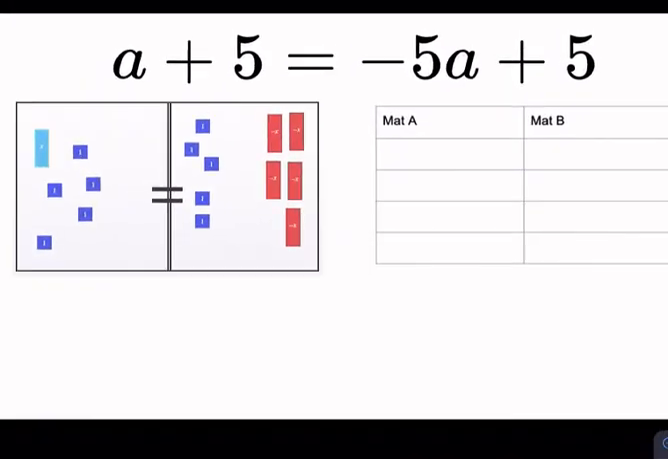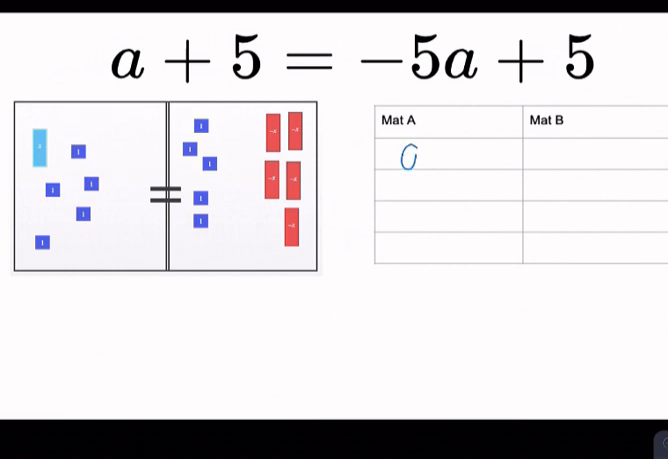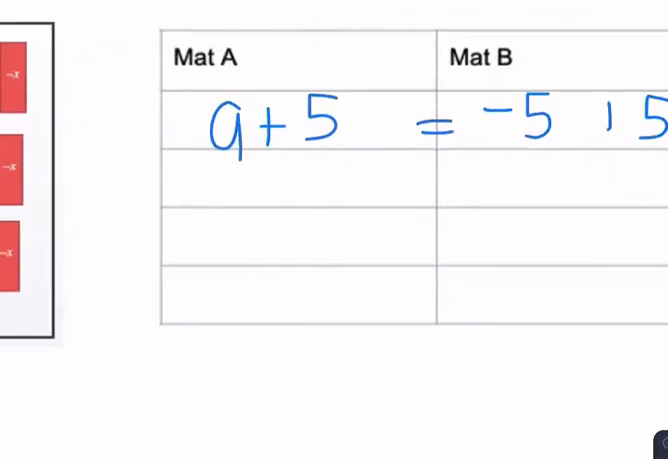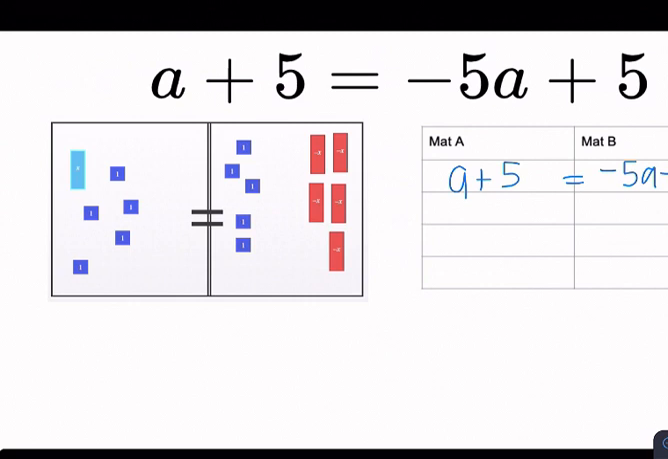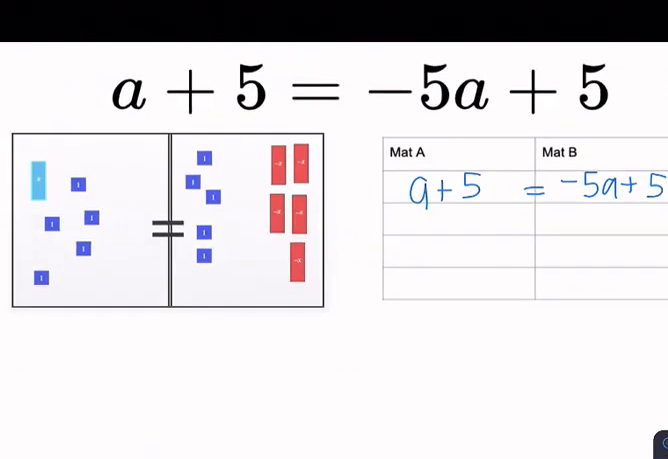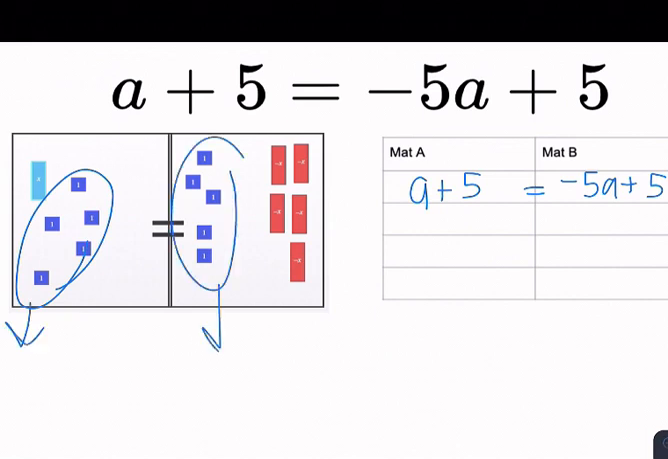Next one, I have a plus 5 equals negative 5a plus 5. And what I did was I built the tiles. I used x's instead of a's just because I don't have any tiles that are a, so x will work just fine. Once again, I don't have any zero pairs that I can make, so I can start by removing balanced sets. So I have 5 positives over here. I can get rid of those 5 positives. I'm left with a and negative 5a.